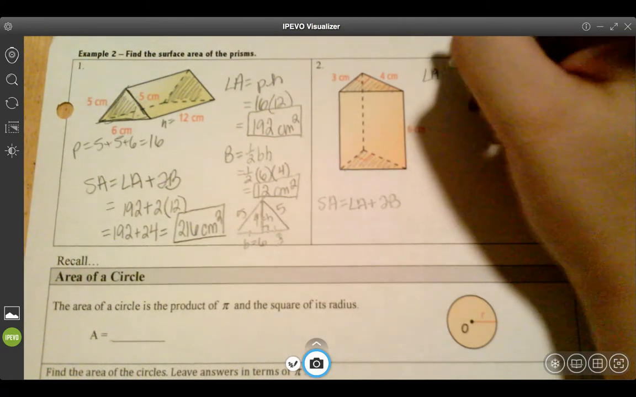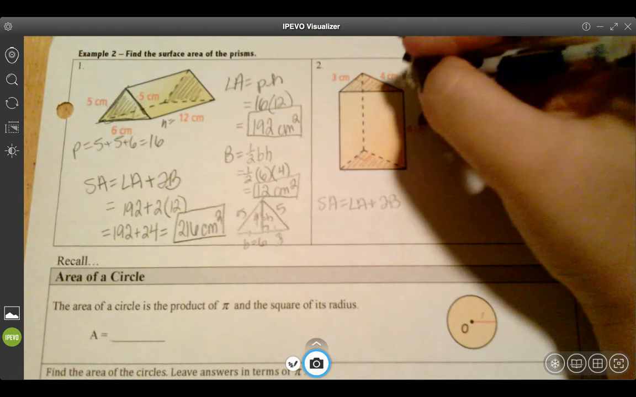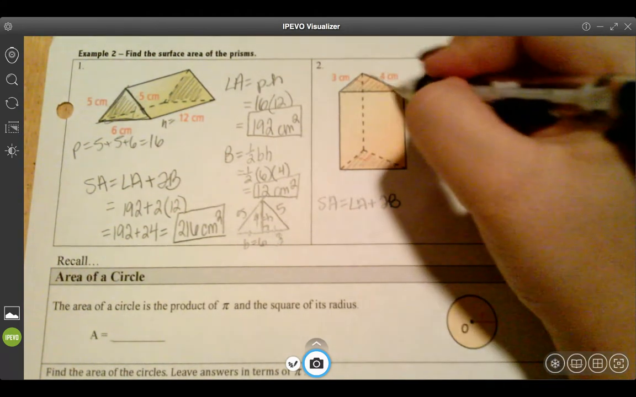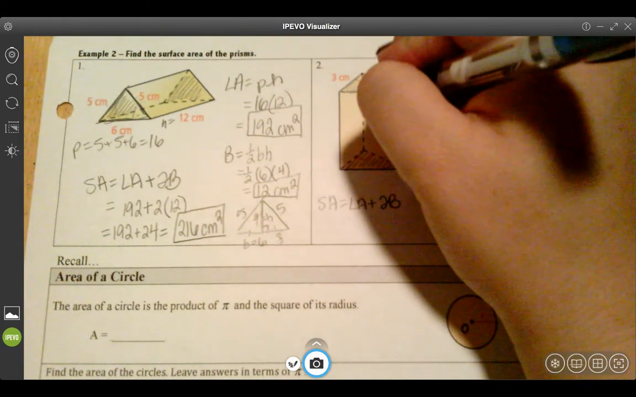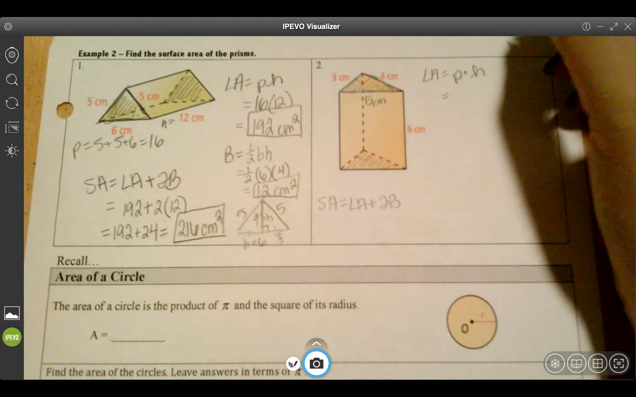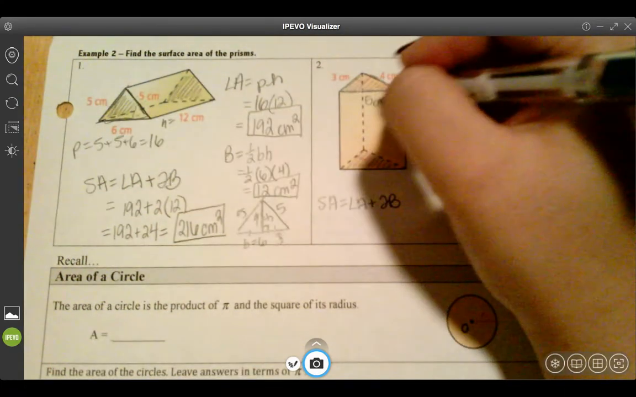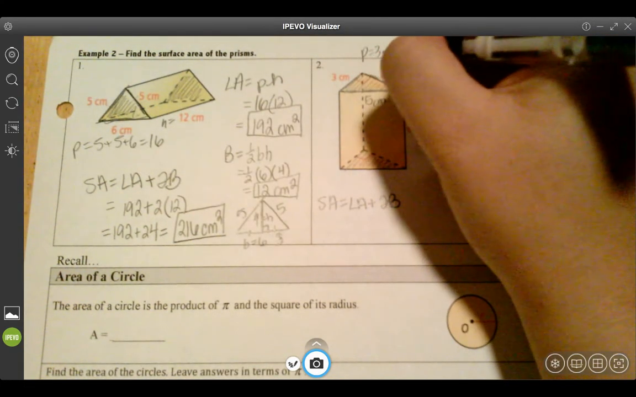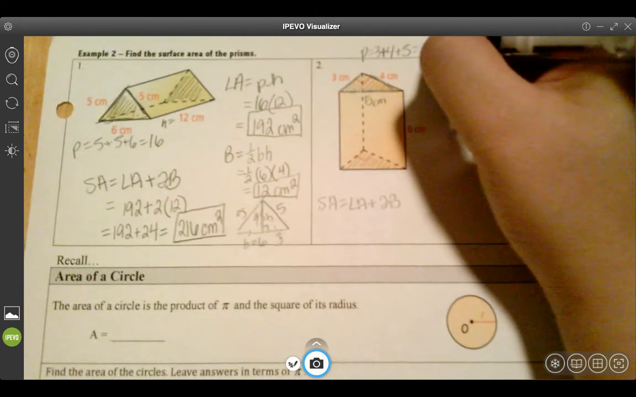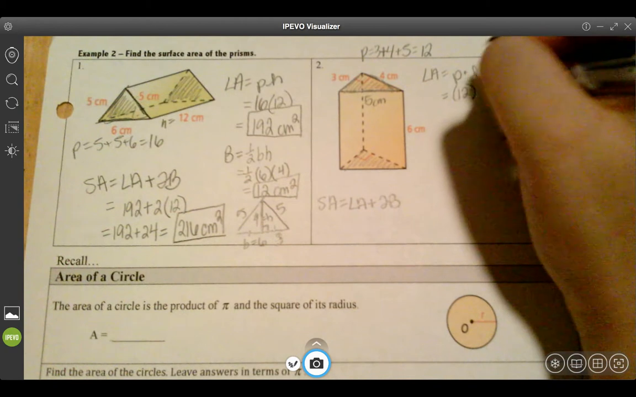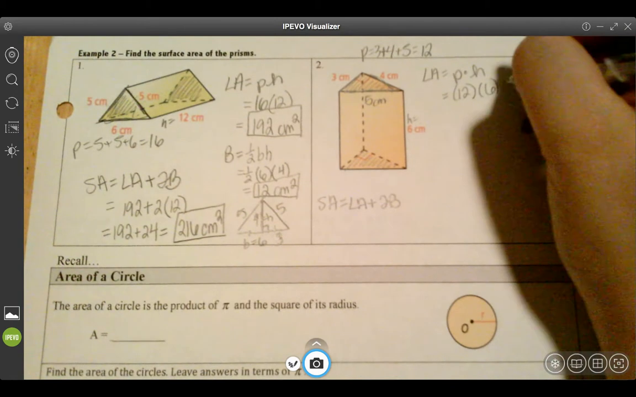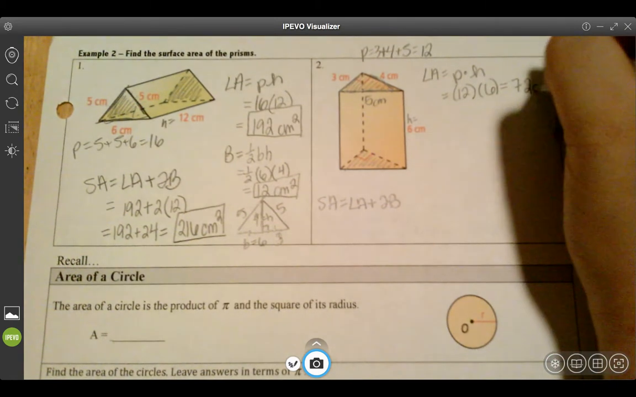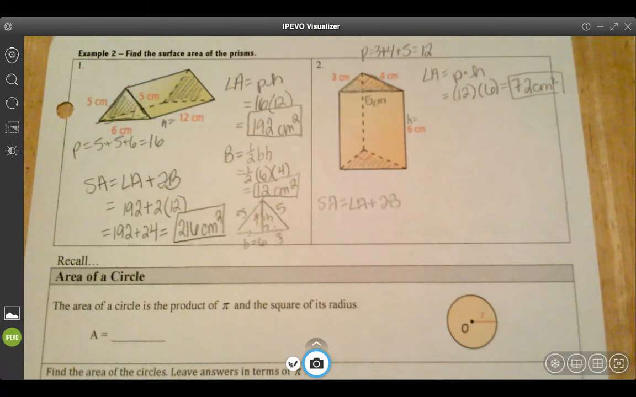Starting with lateral area, perimeter times height. To find the perimeter of this triangle, again, we have 3, 4. This is our magical Pythagorean triple. 3, 4, 5. It's worth knowing. 5 centimeters there. Again, if you don't remember that Pythagorean triple, you can use the Pythagorean theorem. 3, 4, 5. So our perimeter, 3 plus 4 plus 5. 7 plus 5 is 12. 12 times our height, which is 6. And so we have 12 times 6 gives us 72 square centimeters. That is the lateral area.